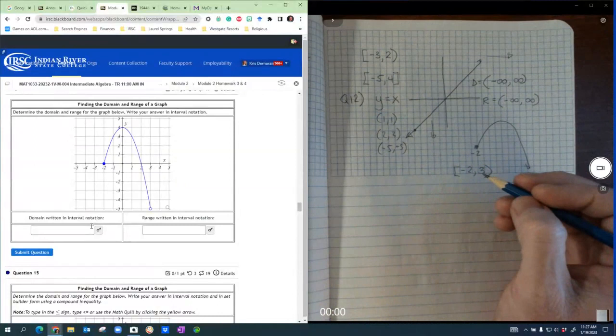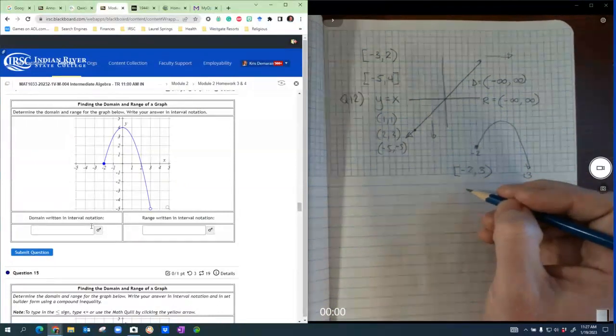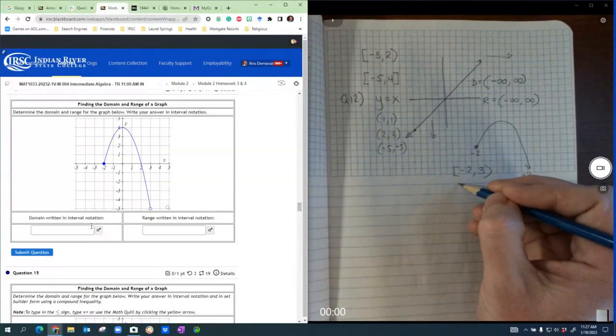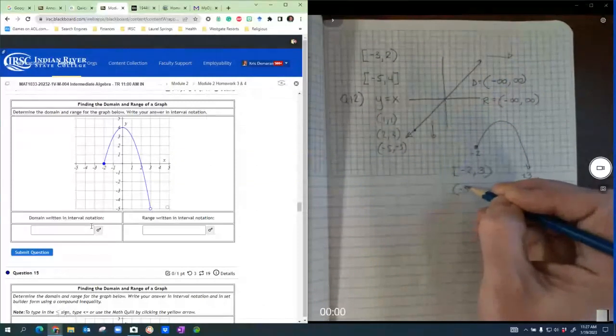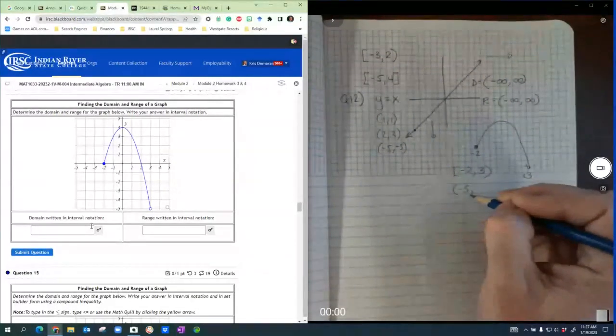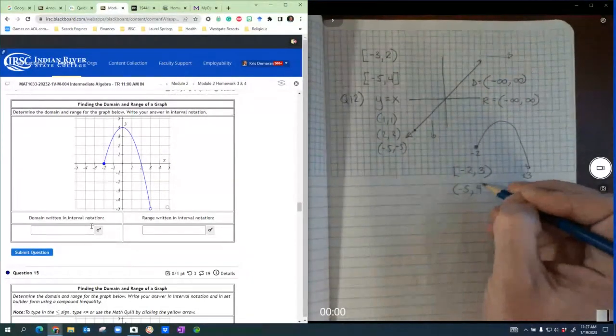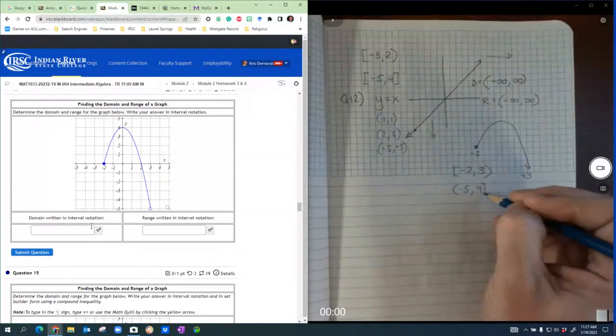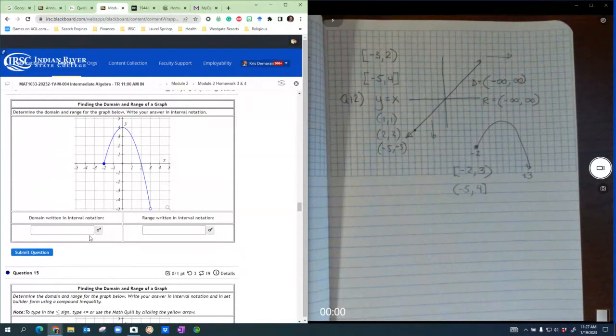Now for the range, we're going to be starting at -5, but exclusive, so we're not going to include that value, and we're going all the way up to 4. It seems like they like 4 a lot. And remember, you're going to be including that. All right, so those are the answers we're looking for, and that's what I have here.